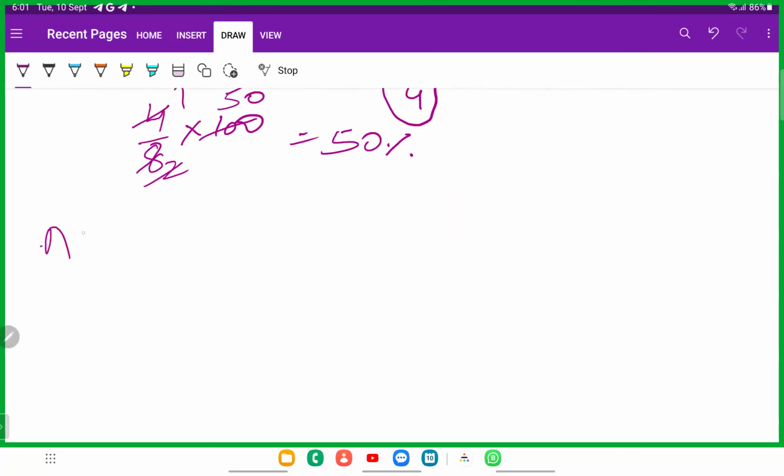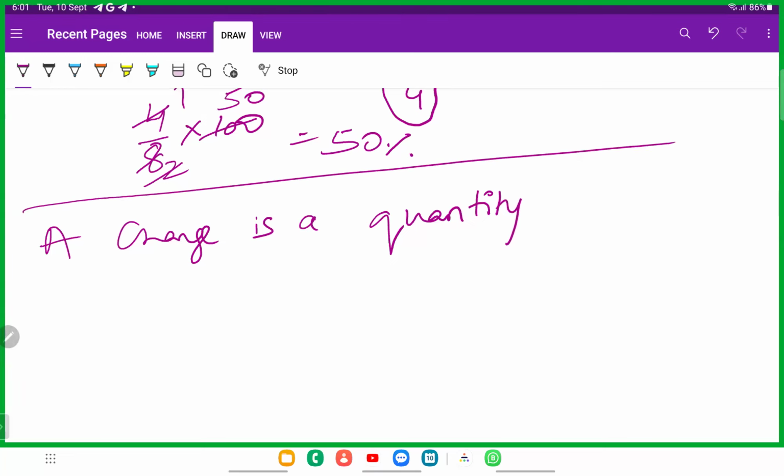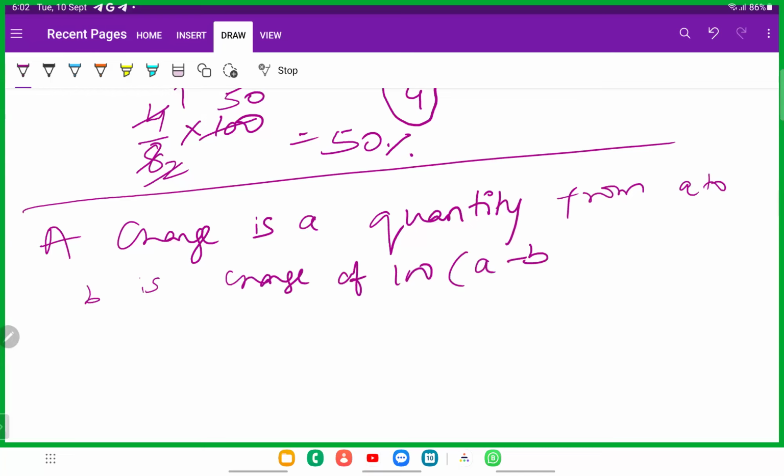Okay, so next, a change in a quantity. We will find out the percentage of change. So what exactly is meant by percentage of change? I am defining it here. A change in a quantity from A to B is a change of 100 into B minus A by A.